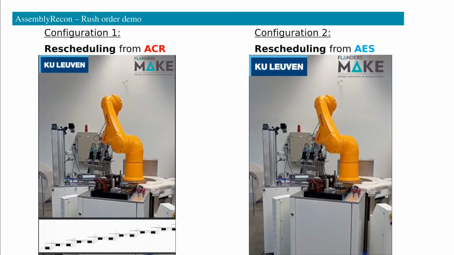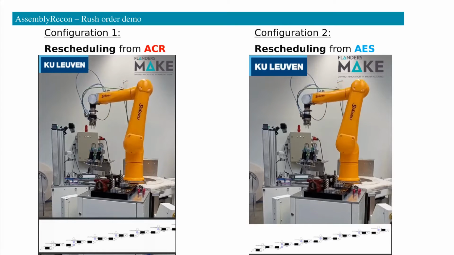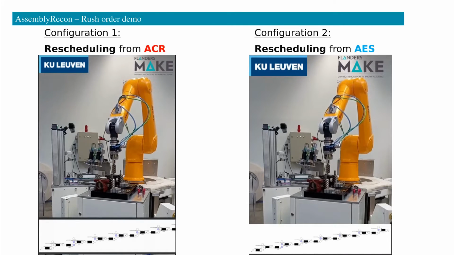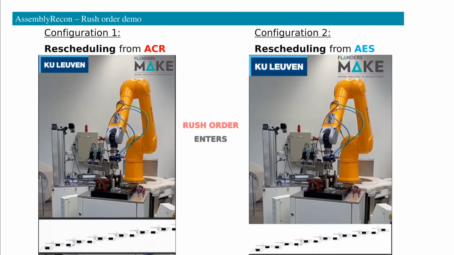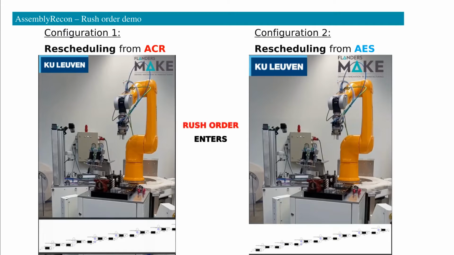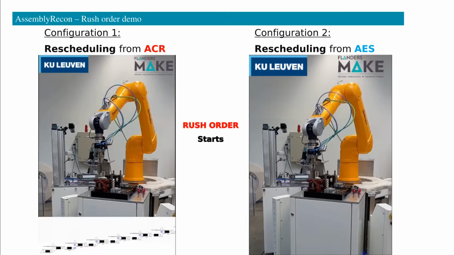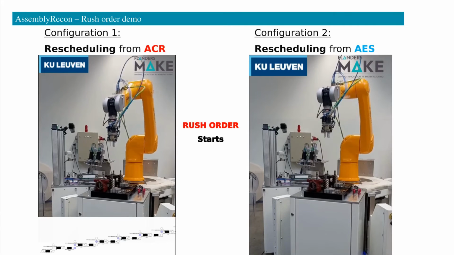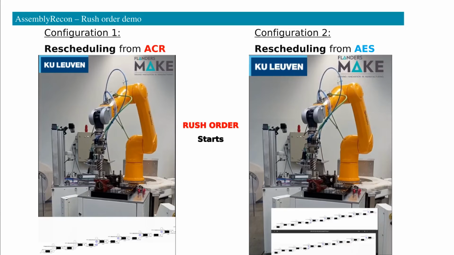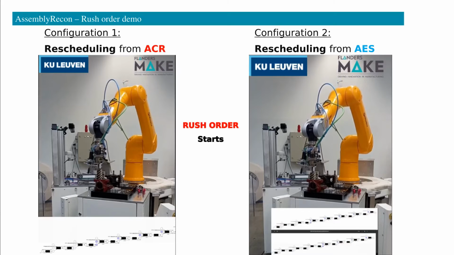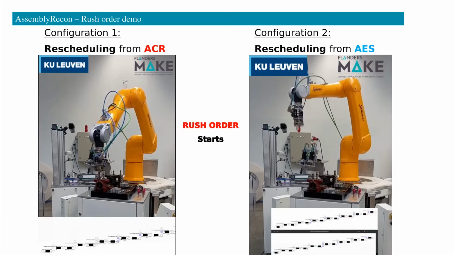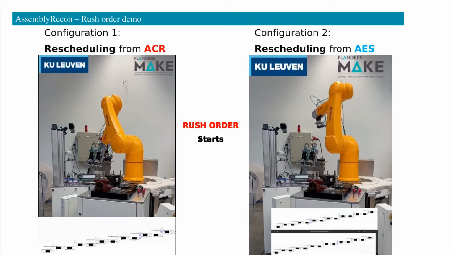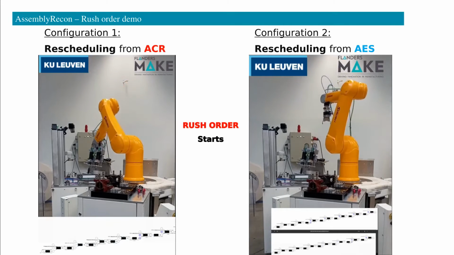So the rush order is the tray that is forward. The robot starts with the normal execution, and while the normal execution is ongoing, the rush order enters. So the robot stops until the next stable state, and then it starts with the rush order, which has higher priority. In the case of the rescheduling with ACR, we can see one longer Petri net being executed because the ACR does the merge of both orders.